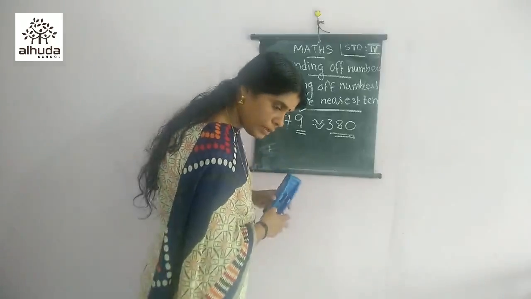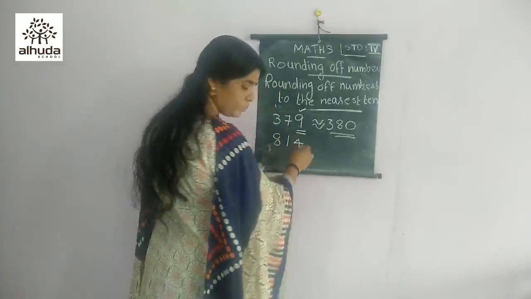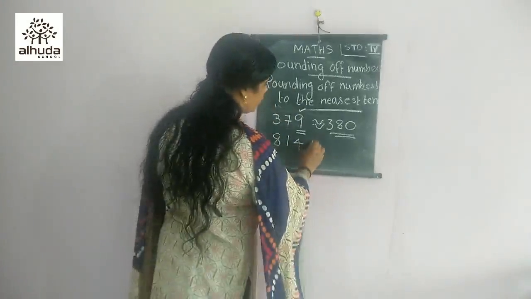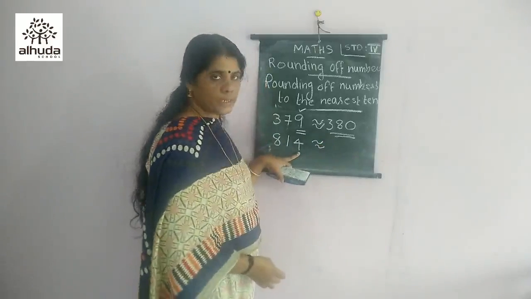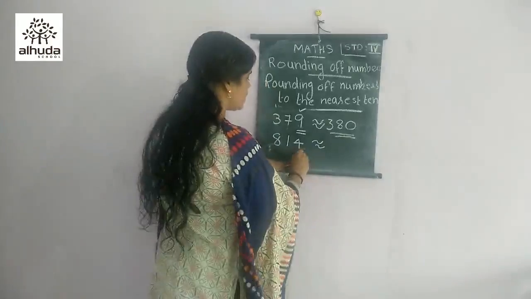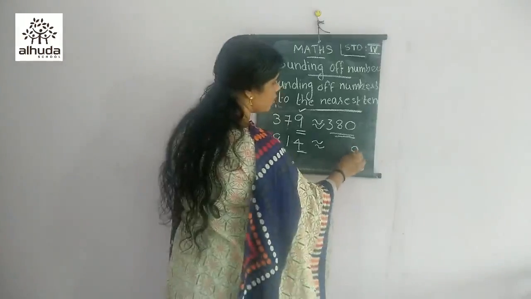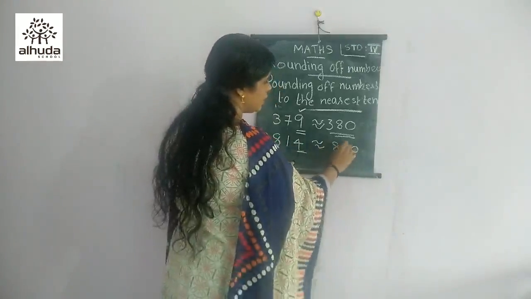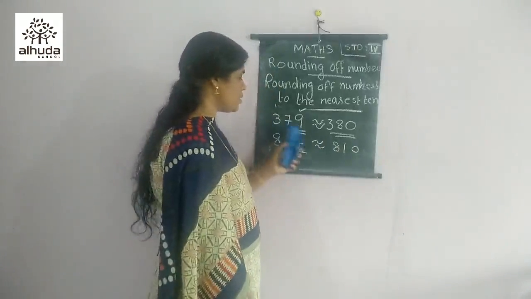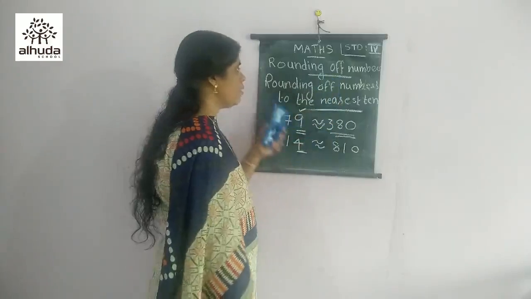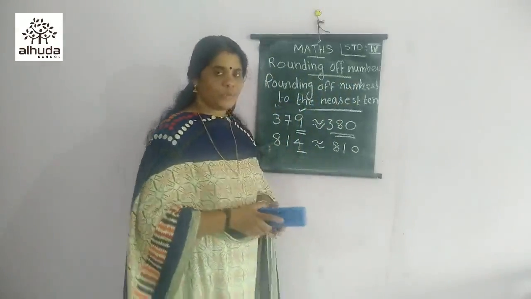Another example, 814. We are rounding off to the nearest 10. We look at the digit in ones place. What is that? 4. That is less than 5. So we put just 0 there and retain the other digits. That is 810. Understood? In this way, we are rounding off the numbers to the nearest 10. This much today, children.